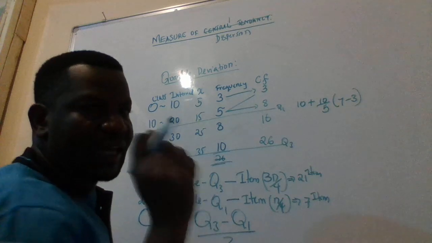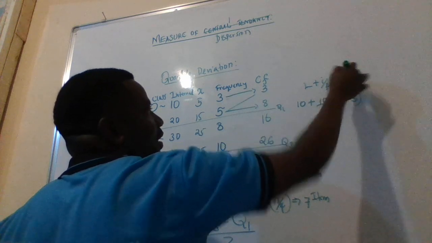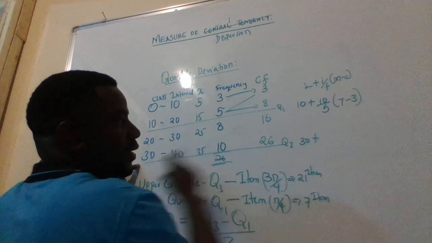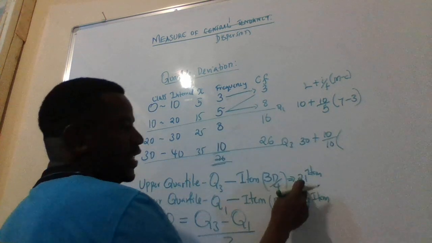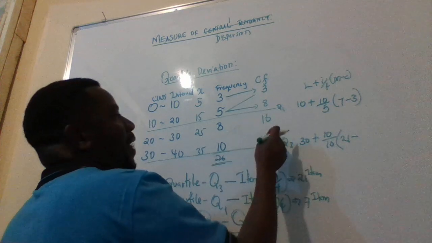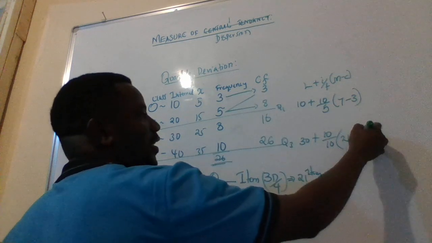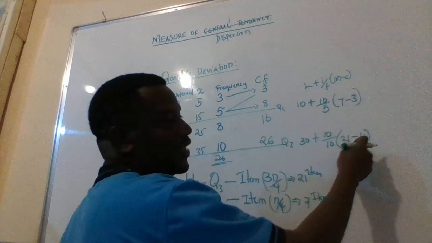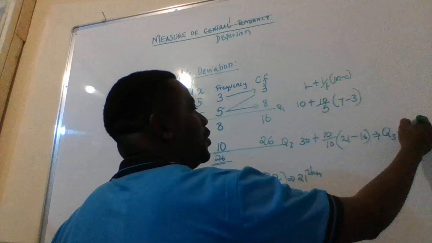But how? Remember L plus I over F into brackets M minus C. So 30 plus I, the difference, which is 10, over the frequency, which is 10, into brackets item M, 21, minus the preceding cumulative frequency C, the one above it, which is 16. That will give us Q3. So 1 times 5 plus that. So our Q3 is equal to 35.